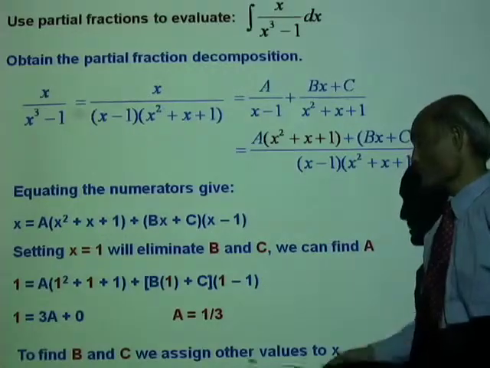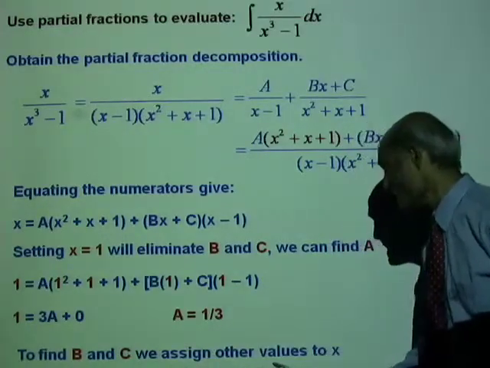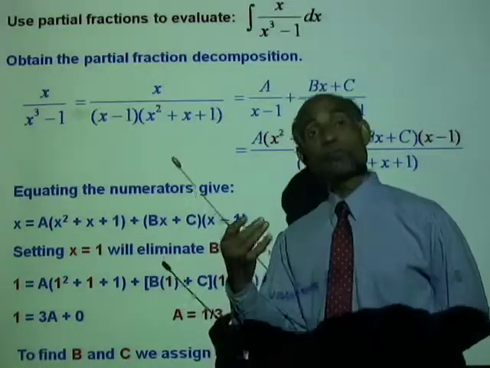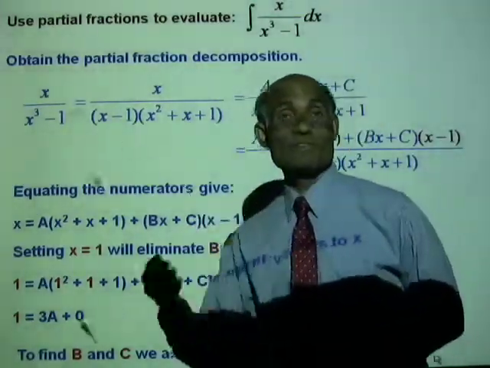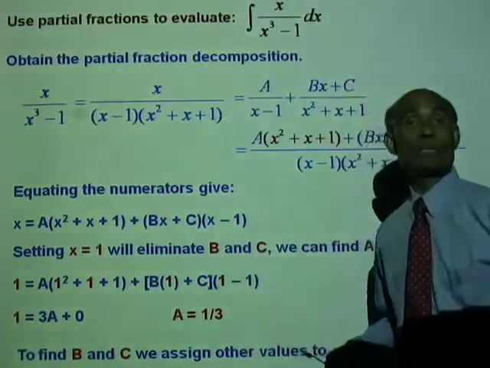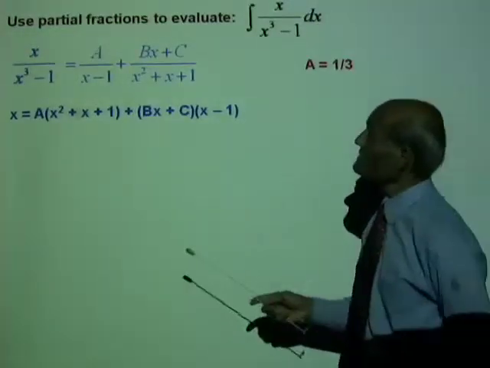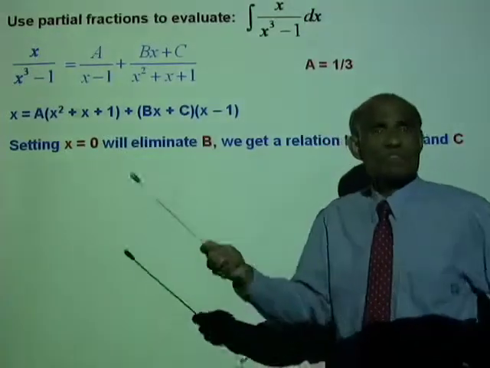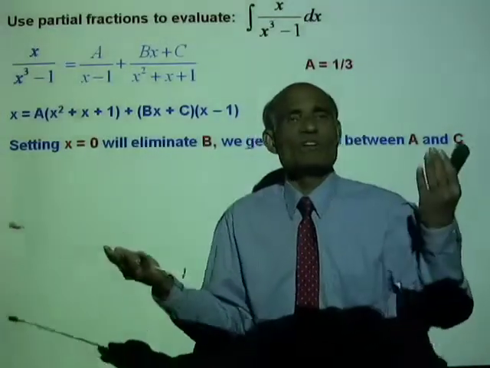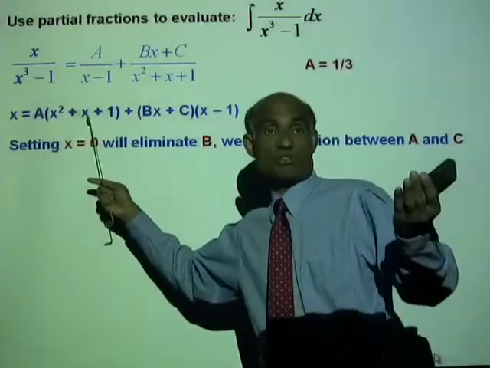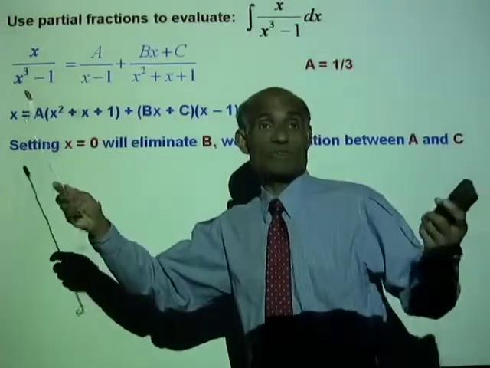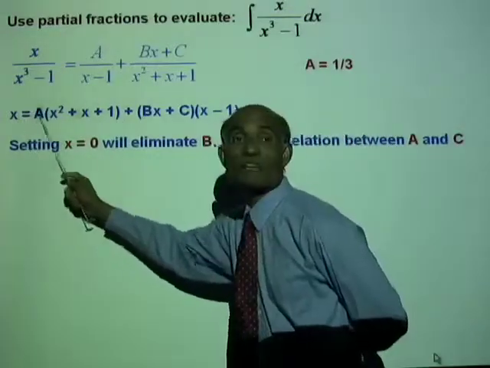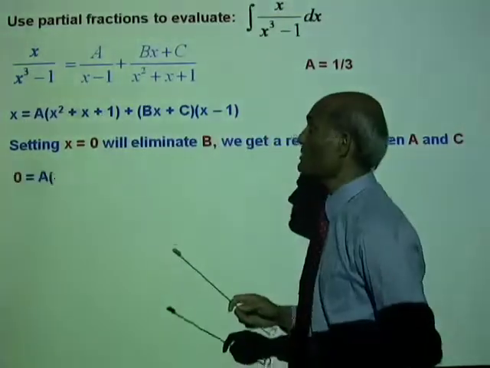To find b and c, we assign other values to x. You see, if we can find two equations, we can solve for b and c. So let's see what we can do. Let's first of all start with x equal to 0. Remember, you can choose any value of x. The identity is true for all values of x. x equal to 0 is a very convenient value. So let's replace x everywhere by 0.